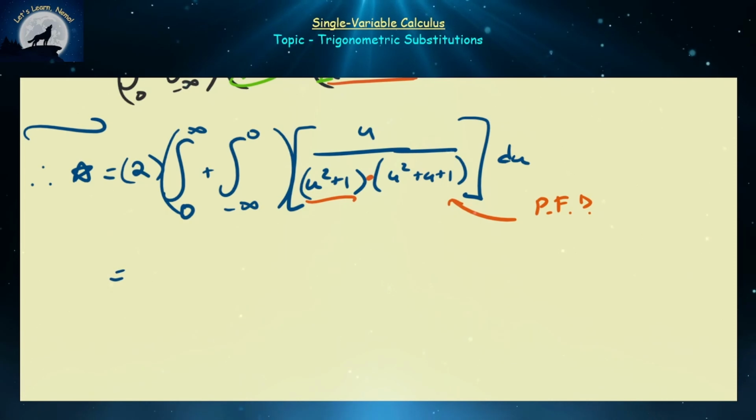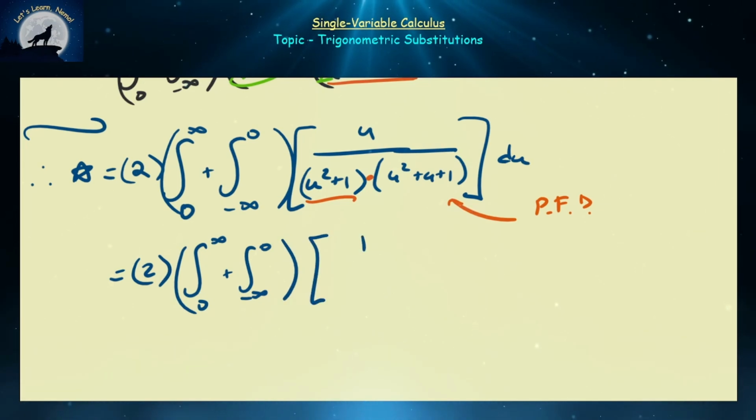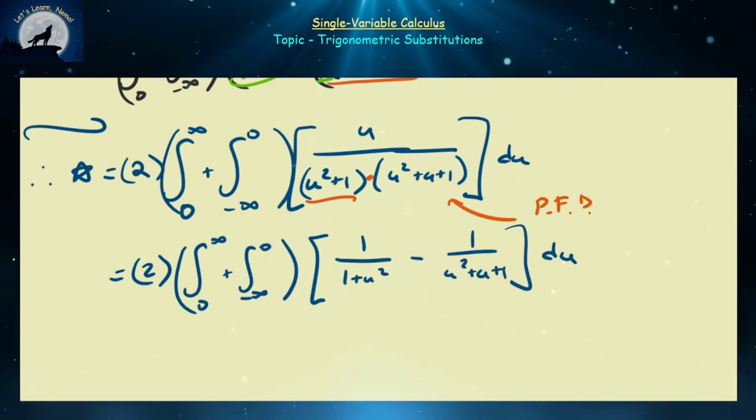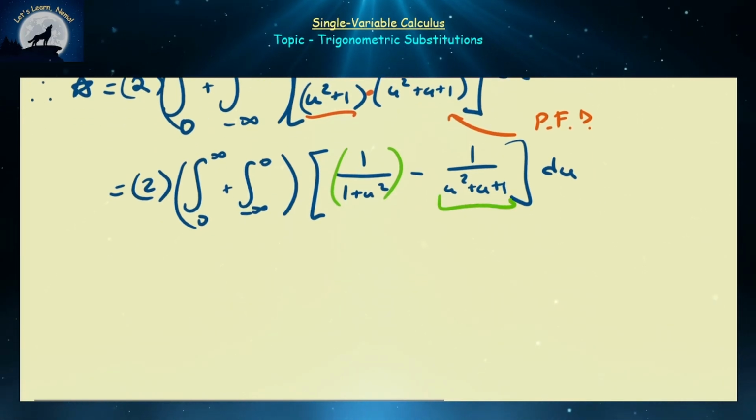You might want to pause the video and see if you can do that on your own. So 0, infinity, minus infinity, 0. But this will actually come out as something pretty nice. So that's the integral of 1 over u squared plus 1 minus 1 over u squared plus u plus 1. And everybody should be able to do those individual integrals on their own. In particular, the first one's extremely easy. That's just the arctangent. And then you should be able to complete the square on this object.